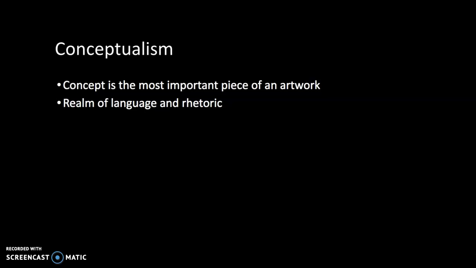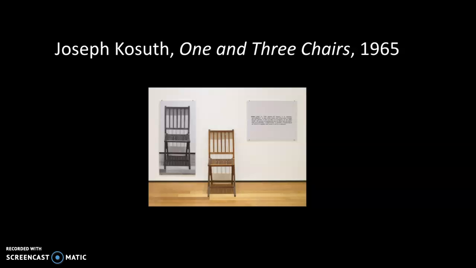Like minimalist art, it's a way to get out of the capitalist art market system that treats art solely as consumer products to be bought and sold. A furthering of that dematerialization, as I mentioned, carried out by the minimalists. And art really is moving into the realm of language, rhetoric, and information. And I think Joseph Kosuth's One and Three Chairs is a great example of that.